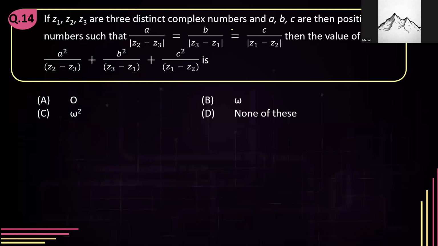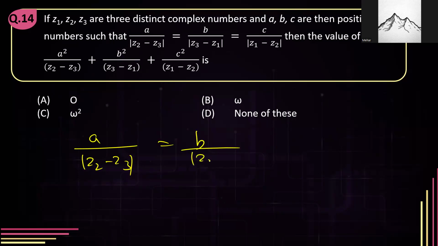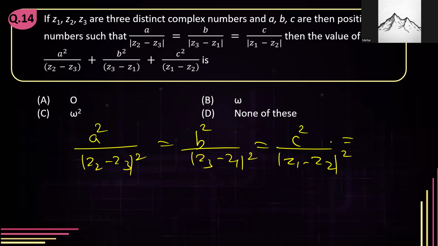If Z1, Z2, Z3 are 3 distinct complex numbers and A, B, C are positive numbers satisfying this criteria, what is the value of this? So first thing that you need to do is we'll write A by mod of Z2 minus Z3 equal to B by mod of Z3 minus Z1 equal to C by mod of Z1 minus Z2 is given. So let us assume this is equal, all are equal quantities. Either you can take this as K or you can take it as K after squaring. So I'll square this result because in the value that you wanted in the answer, you have a square. So I'll square them and equate with some K.